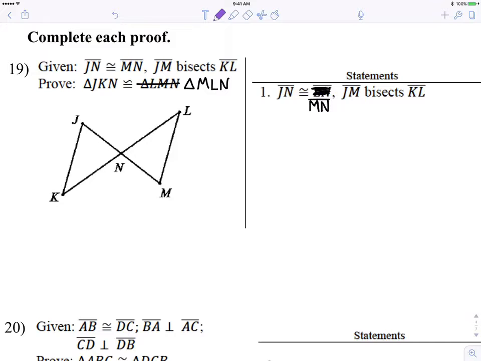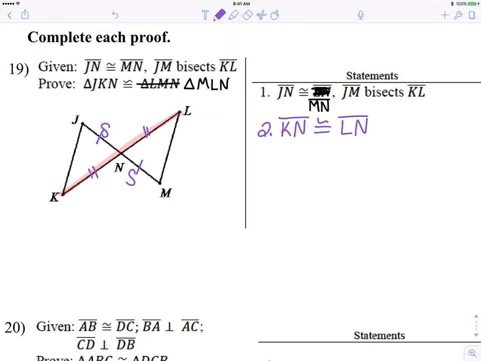We start out knowing that JN is congruent to MN, so that's a congruent pair of sides. And then next we know that JM bisects KL. So side KL is what has been bisected. That means these two pieces are congruent. So statement number 2 is going to be that KN is congruent to LN, and that is by the definition of a bisector. I'll write the reasons in a moment.